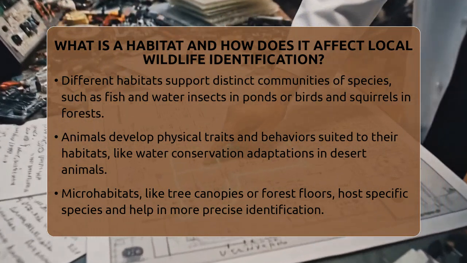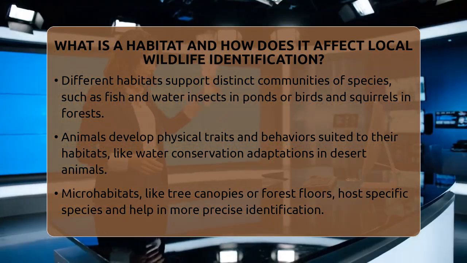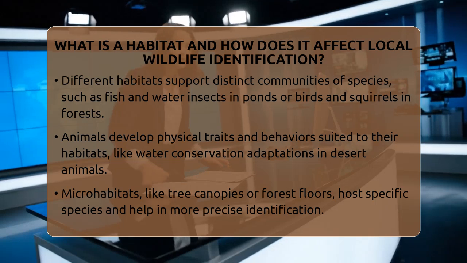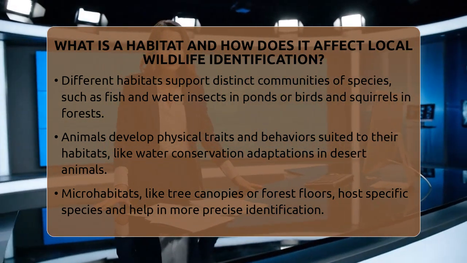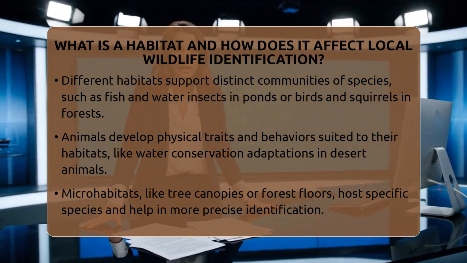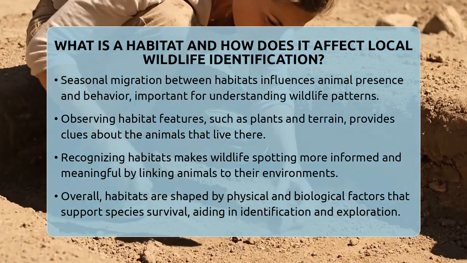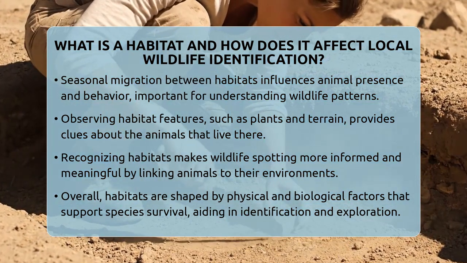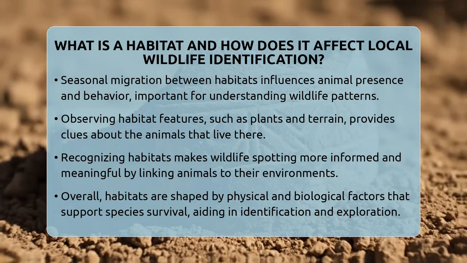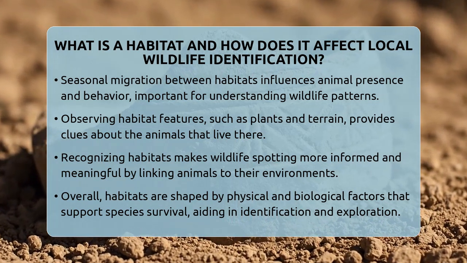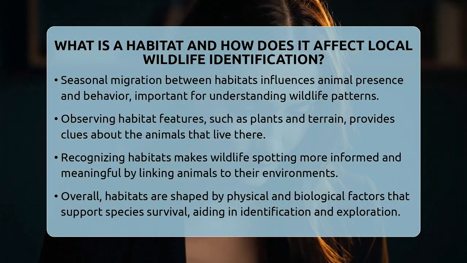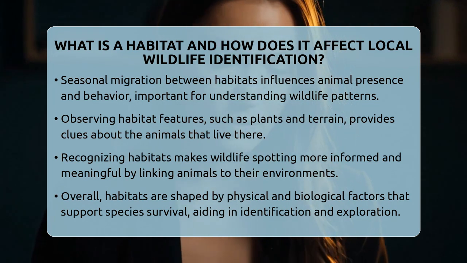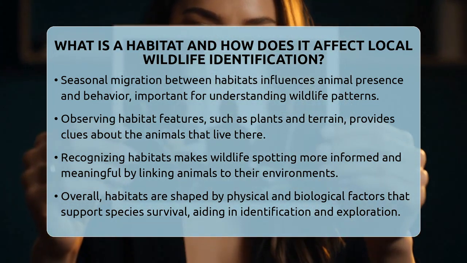If you want to identify local wildlife, start by observing the features of the habitat. Look at the types of plants, water sources, and terrain. This gives you clues about which animals might be living there. Knowing the habitat helps turn wildlife spotting into a more informed activity. It connects the animals you see to the environment they thrive in, making your observations more meaningful.